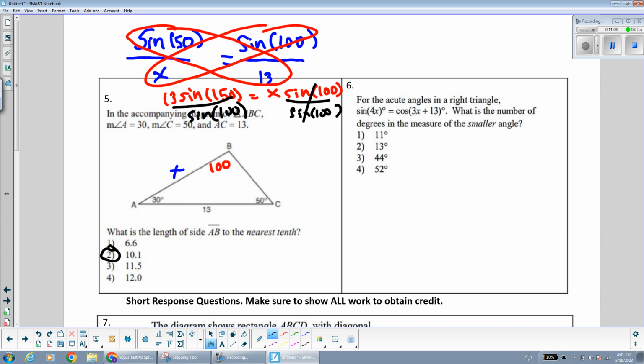Listen to the name. Sine and cosine are cofunctions. That means that they're equal when their angles are complementary, when their angles add up to 90 degrees. So once again, sine and cosine are equal when their angles add up to 90 degrees. So we need to take their angles and set them equal to 90 degrees. Couple more steps.